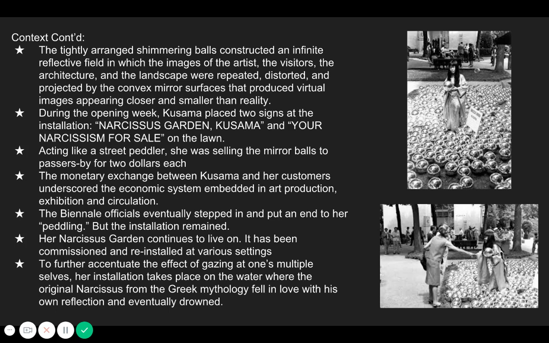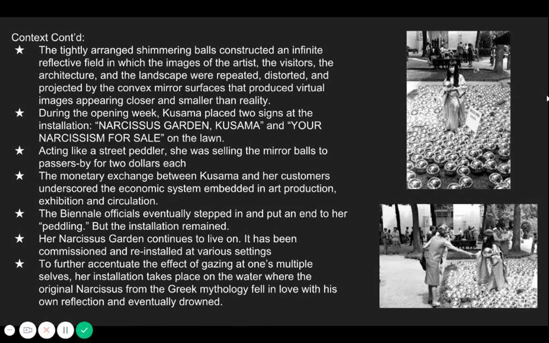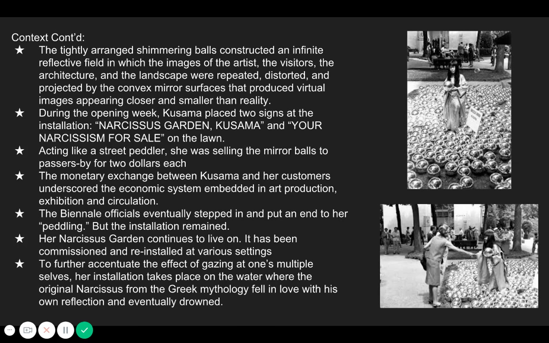And then I also found it interesting, and I don't think a lot of people are aware of this, that further accentuating the effect of gazing at one's multiple selves, her installation takes place on water. If you take the term narcissism, which is a psychological term, the origin of it is from Greek mythology. Narcissus fell in love with his own reflection and then eventually drowned in his own reflection. So there's a real moral to this story as well.